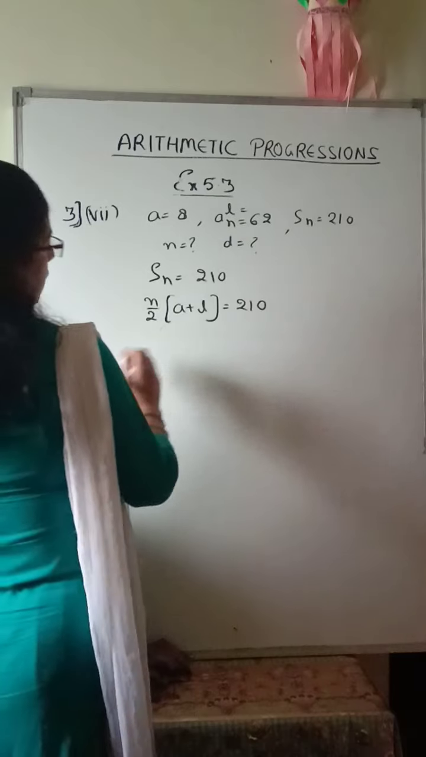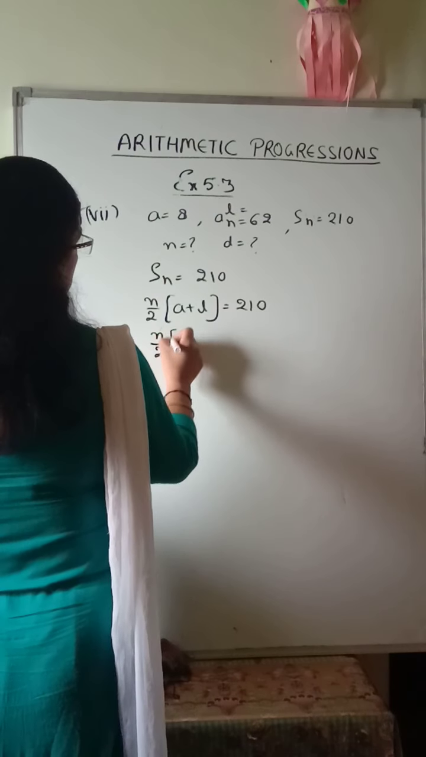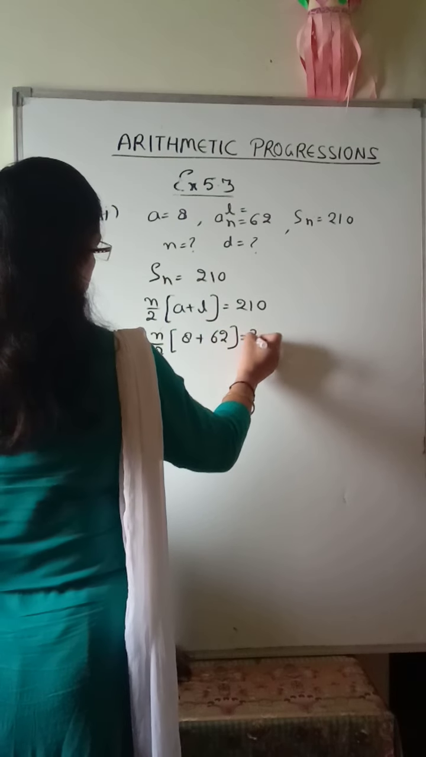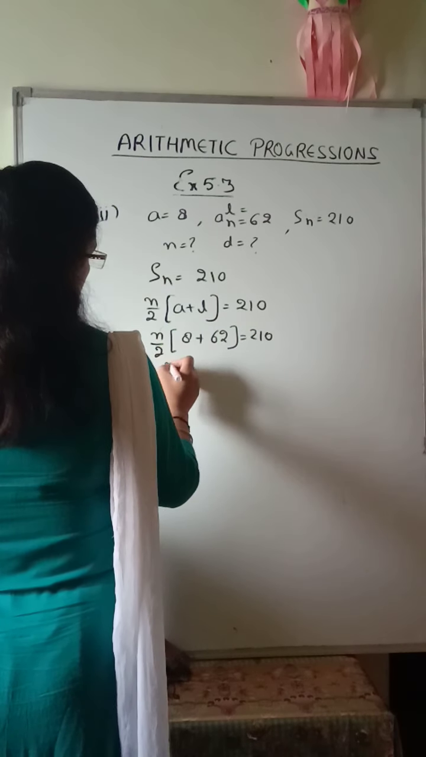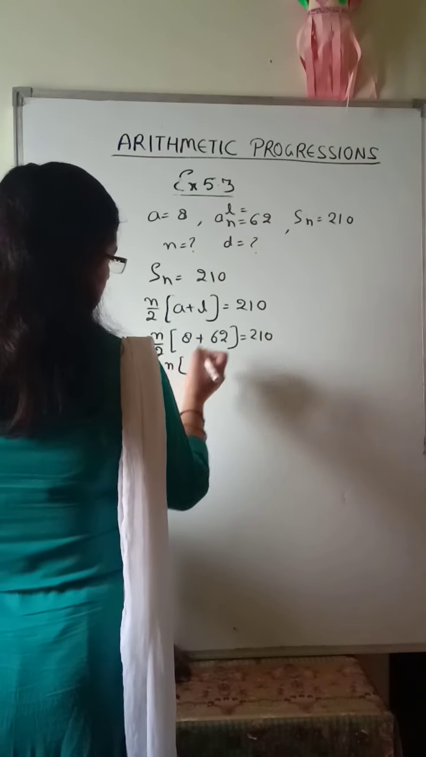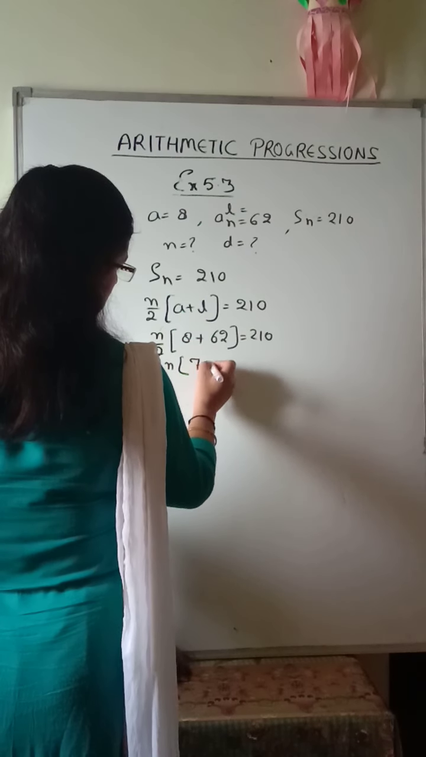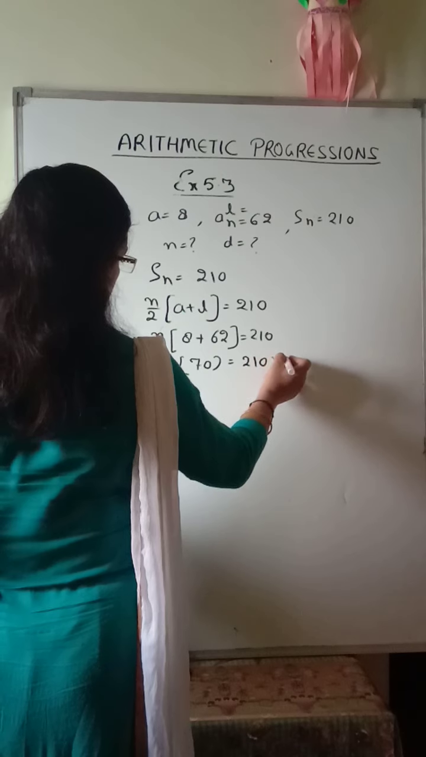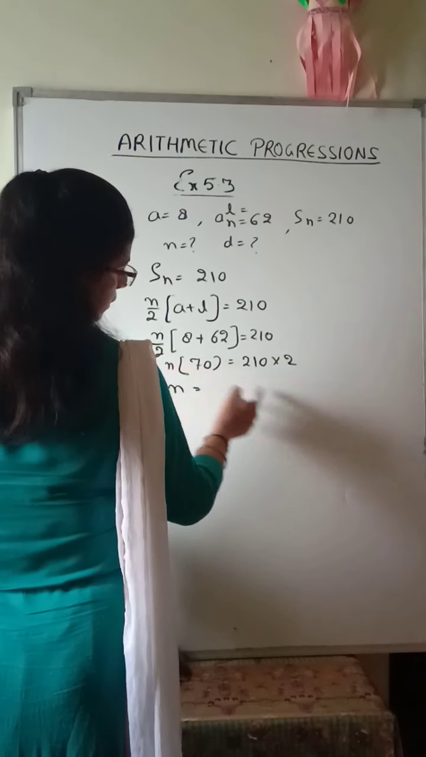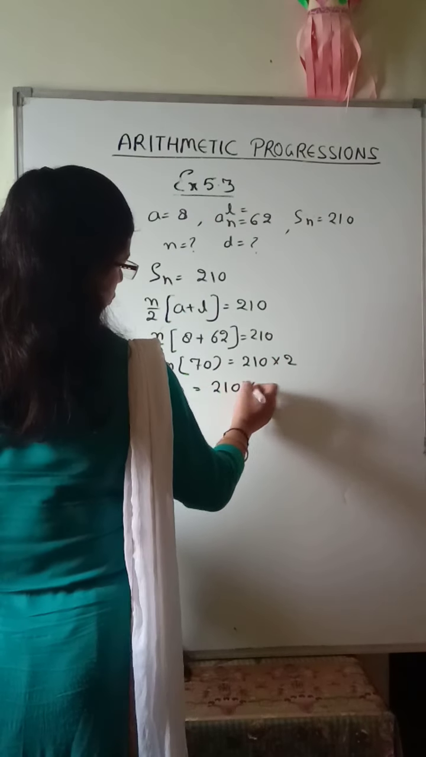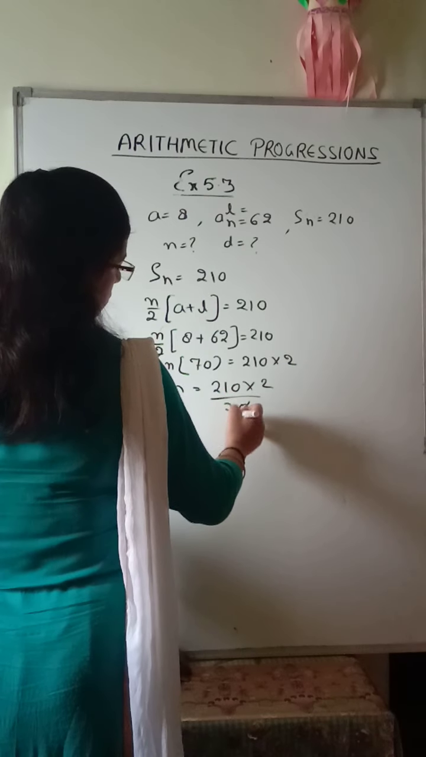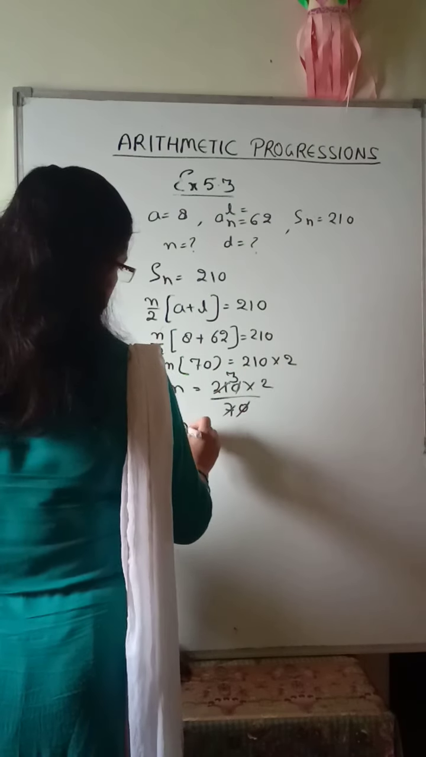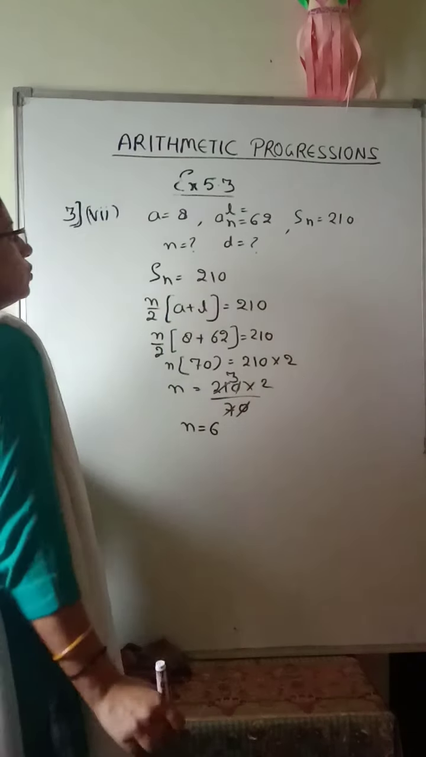So n we don't know. a is 8, plus l is given to you, 62, equals 210. So n into 70 equals 210 into 2. So n equals 210 into 2 divided by 70. 7 3s are 21, 3 2s are 6. So we got n equals 6.